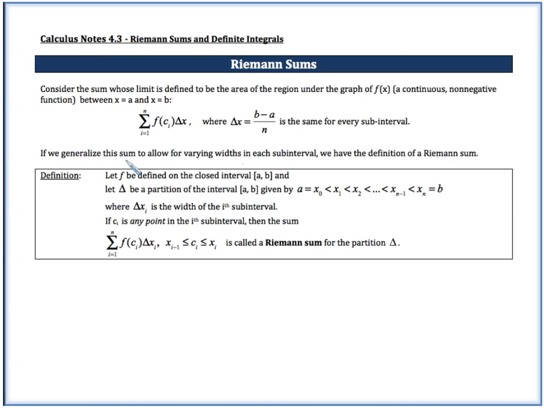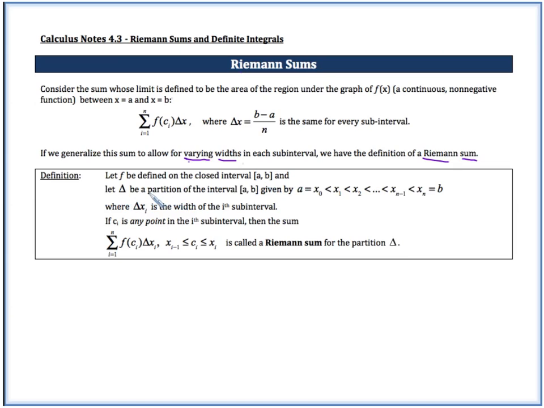Now, if we generalize this sum to allow for varying widths in each subinterval, we have the definition of a Riemann sum. So far we've developed this and talked about how it applies to area under a curve. All a Riemann sum does is take this delta x and make it variable, meaning the width can change between the subintervals.